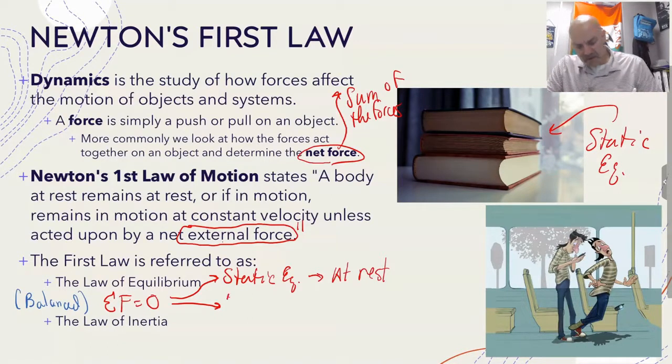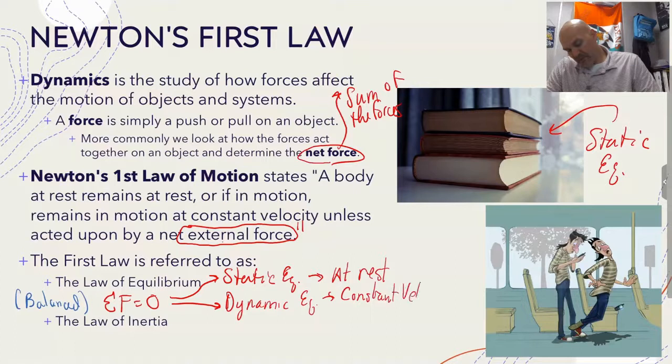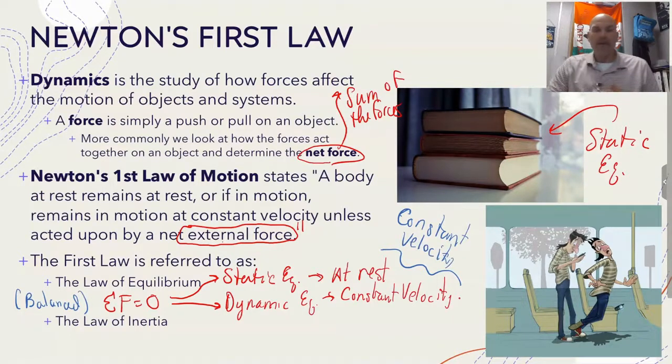Then the other state would be dynamic equilibrium, and that's when we move at a constant velocity. So from Unit 1, this is our constant velocity model. Because remember, with constant velocity, acceleration equals zero.